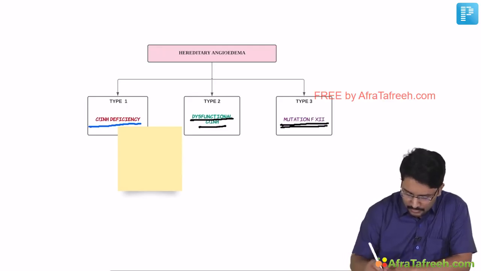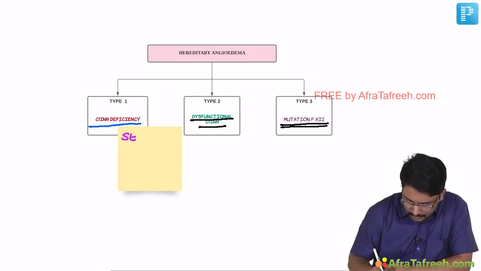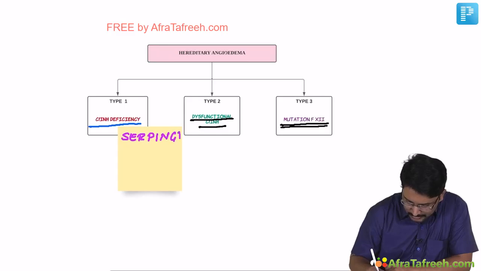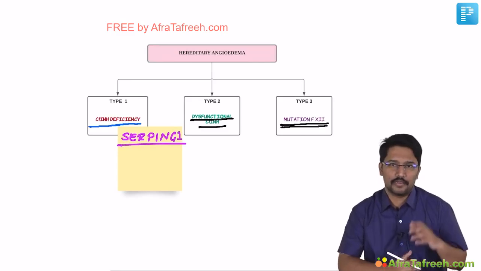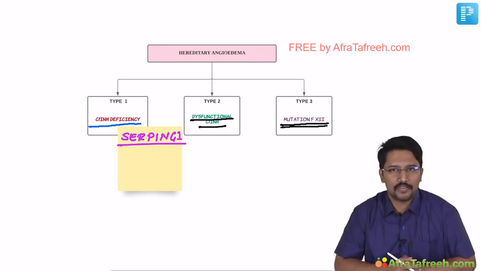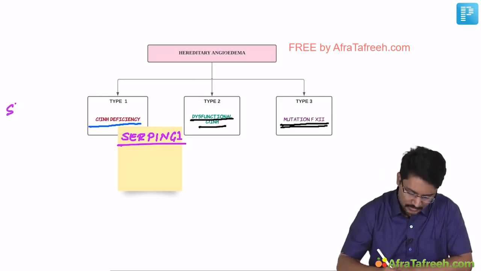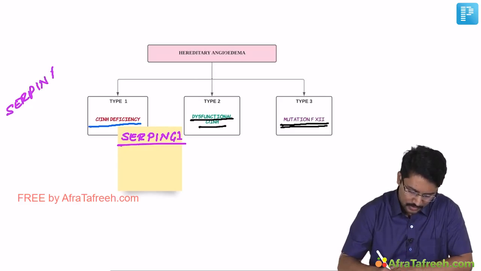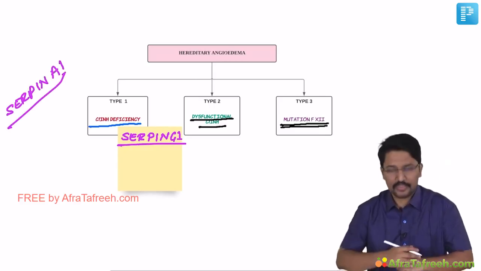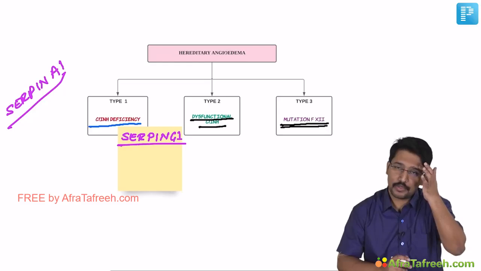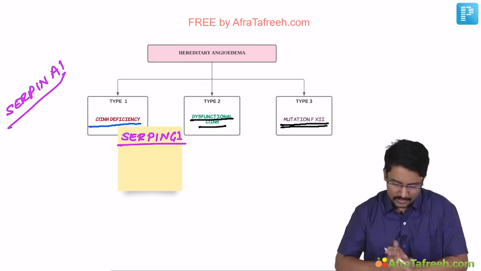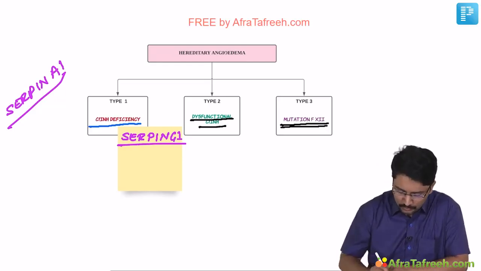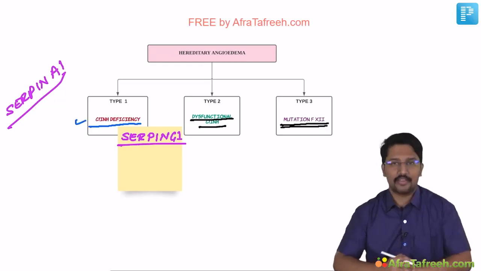Type 1 is due to mutation in the SERPING1 gene. You might have heard of SERPIN very frequently in medicine. One SERPIN that you can easily recollect is what you see in patients with alpha-1 antitrypsin deficiency, where you see mutation in the SERPINA1 gene. So here it is SERPING1. SERPINs basically code for serine protease class of proteins or enzymes, and mutation in SERPING1 is responsible for type 1 hereditary angioedema.